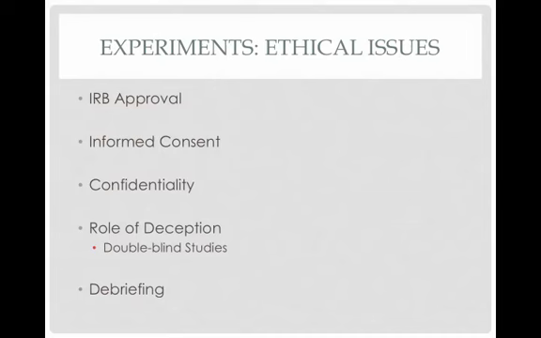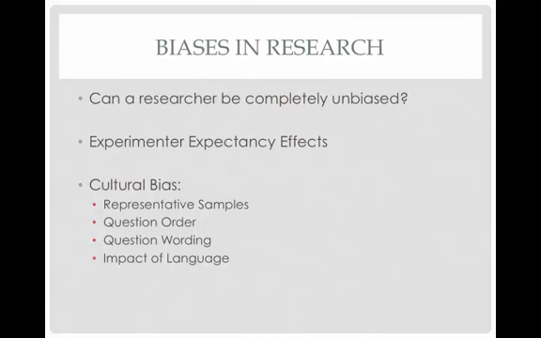Biases in research. So can a researcher be completely unbiased? What do you think? Well, my perspective is no, they can't be completely unbiased. Why? Because we're humans, and humans by nature are subjective beings. Now, this doesn't mean that we shouldn't strive to be unbiased. I mean, that's why we in social psychology or in psychology in general use a scientific method, because it's one of those ways that helps us to ensure that bias is reduced as much as possible.